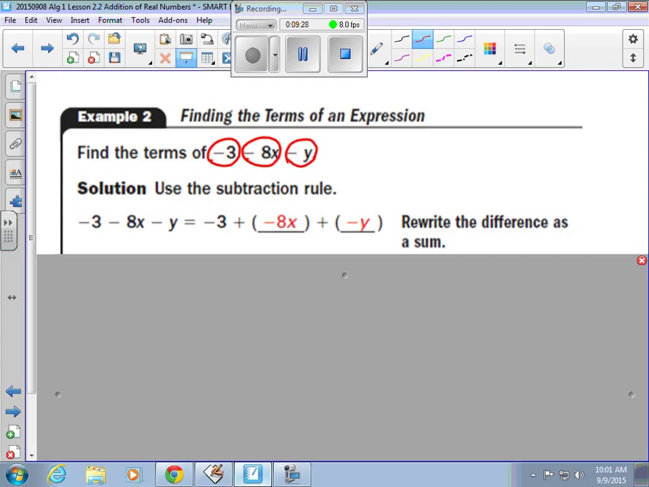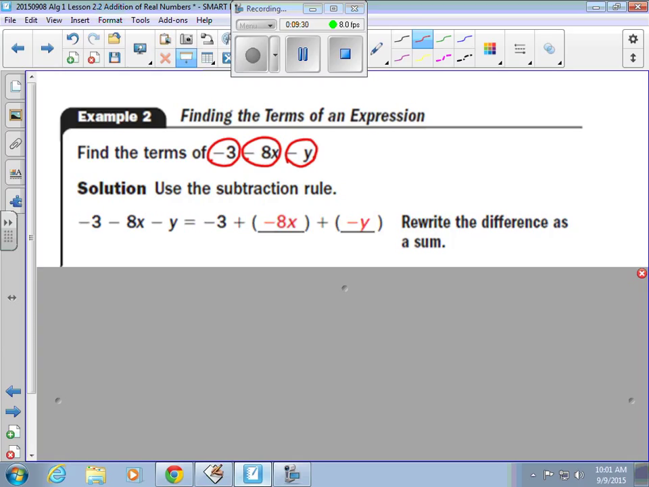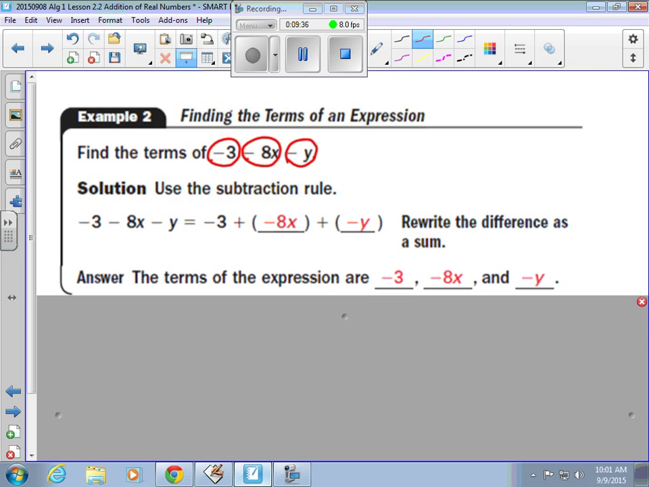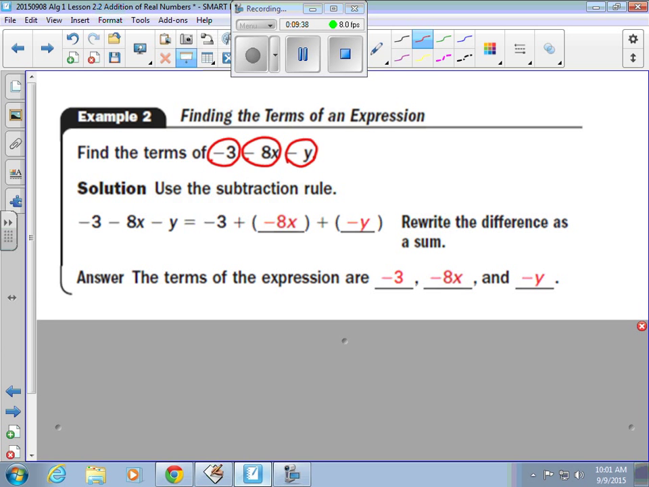It says rewrite the difference as a sum. That's just using the subtraction rule. Negative 3 plus a negative 8x plus a negative y. Notice that's exactly what I circled up there at the top: negative 3, minus 8x, and minus y. Those are the three terms. Again, if two things are next to each other and they multiply, they are not separate terms. So this should be very, very simple for you to understand.